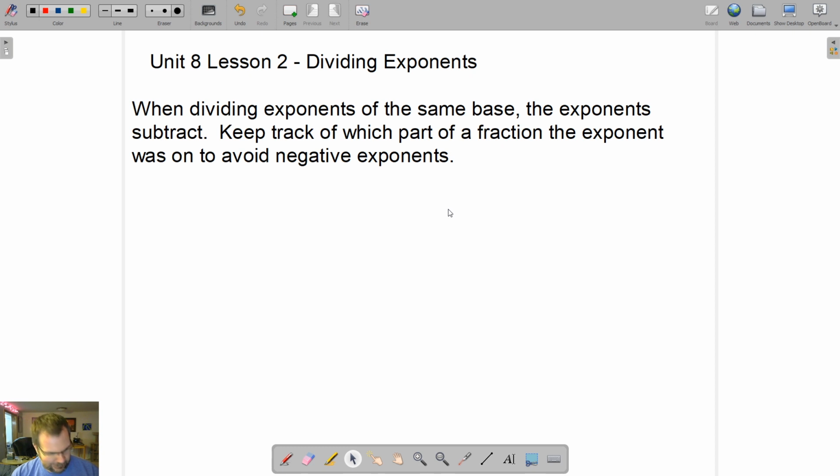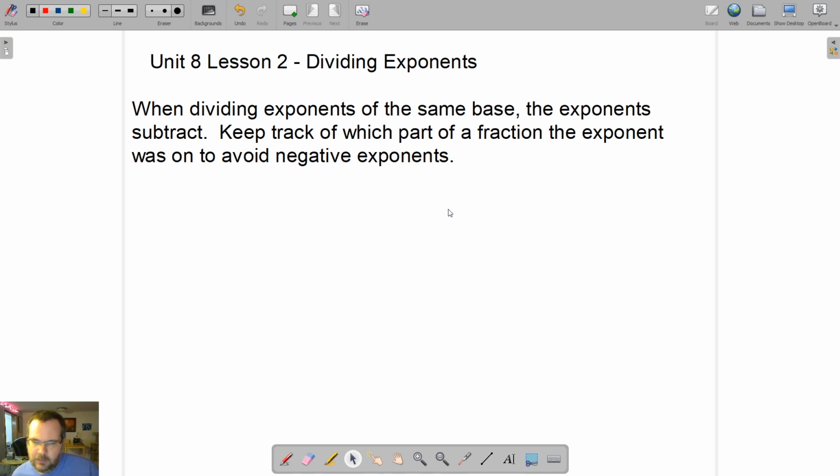So the main idea here that I want you guys to make sure that you're taking notes on is that when you divide exponents that have the same base, meaning it's x to the second and x to the fifth, or x to the second and x to the third, the exponents subtract. You also, when you're doing this, want to keep track of which part of the fraction the exponent was on in order to avoid having a negative exponent. You always want to make sure your answers to these have positive exponents.